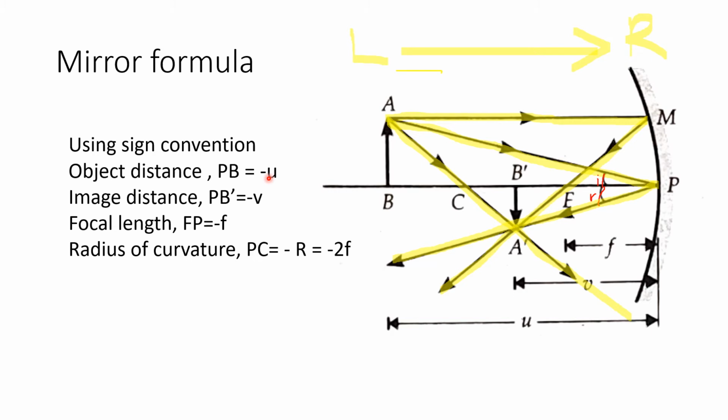Now let us consider your image. This is your image A dash B dash. This image is formed at a distance PB dash. The image distance is PB dash. Now again, look here very carefully. We denote our image distance as small v. In which direction are we measuring our image distance? We are measuring from right to left, from point P to B dash, which is opposite to the direction of the incident light. So therefore it will be negative. So image distance PB dash equals minus v from the sign convention.